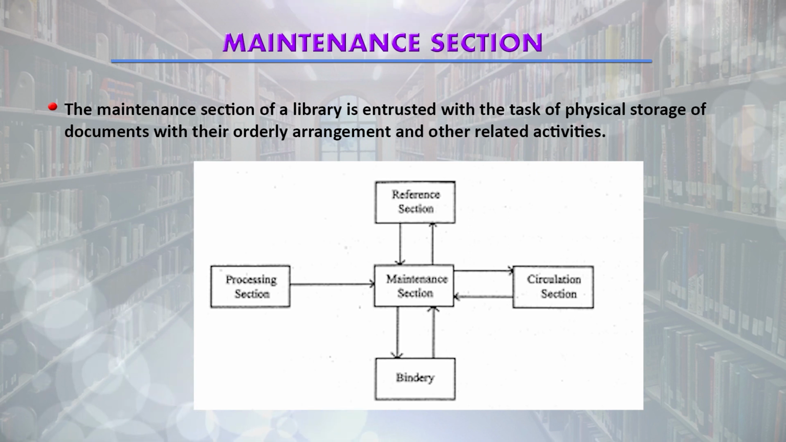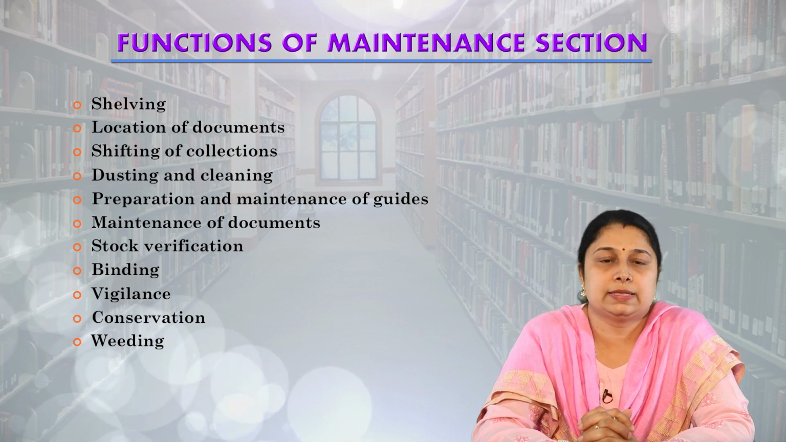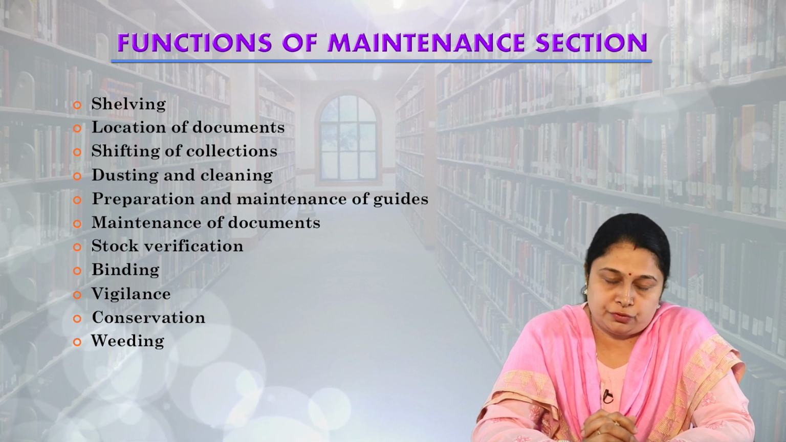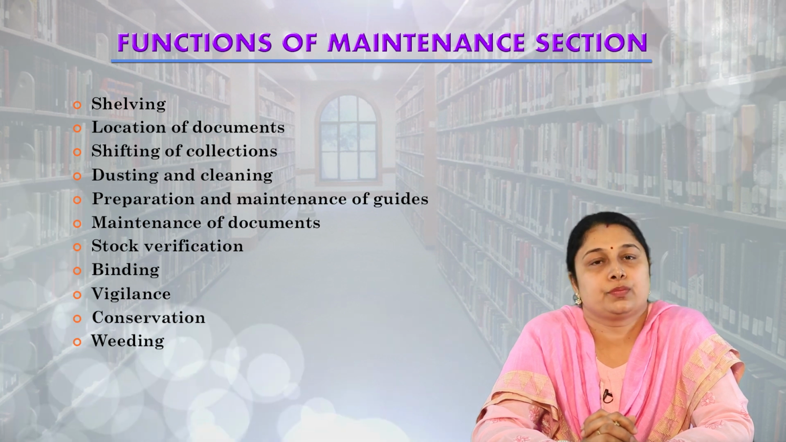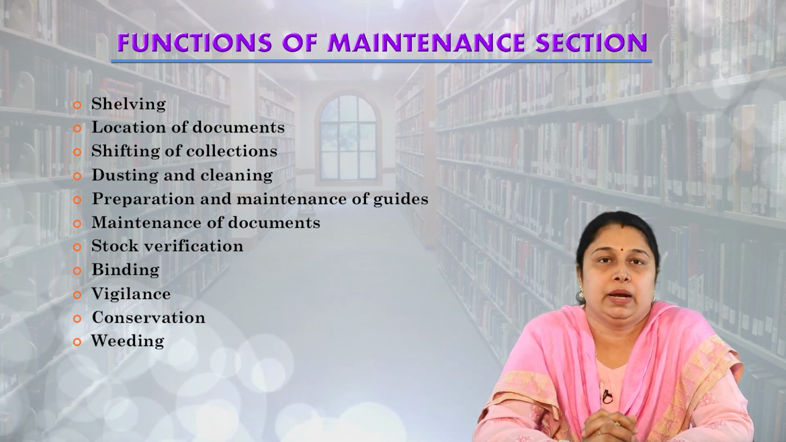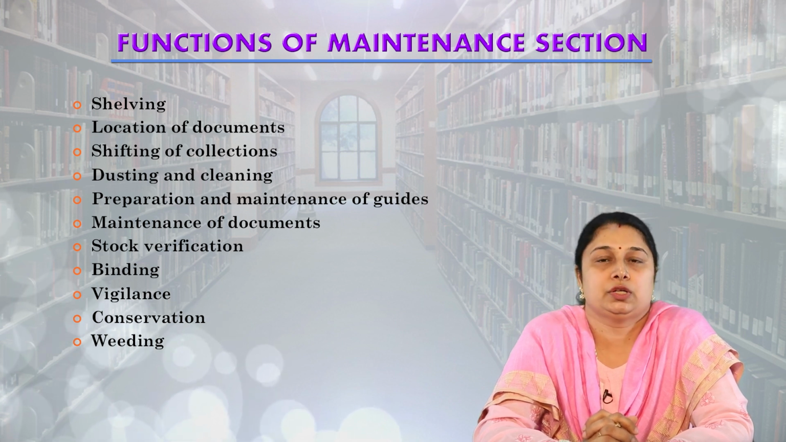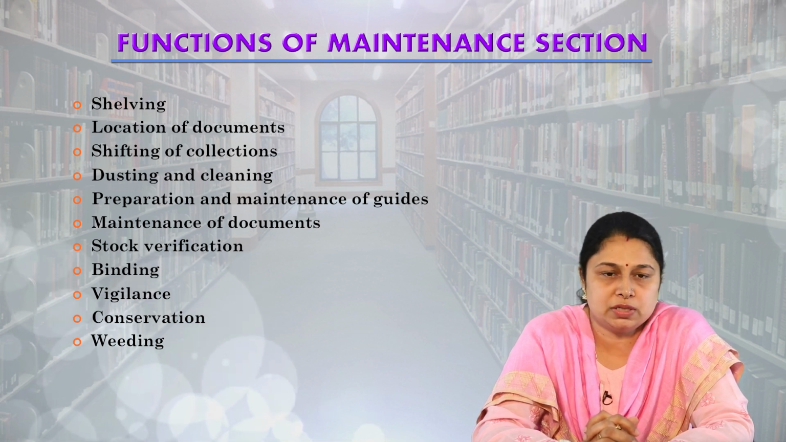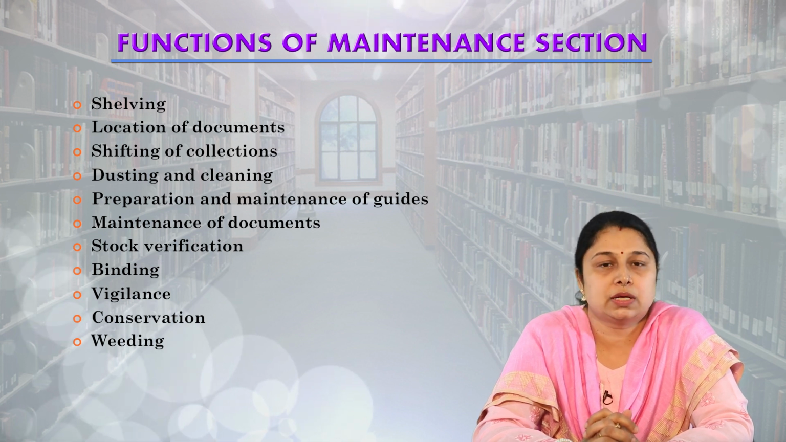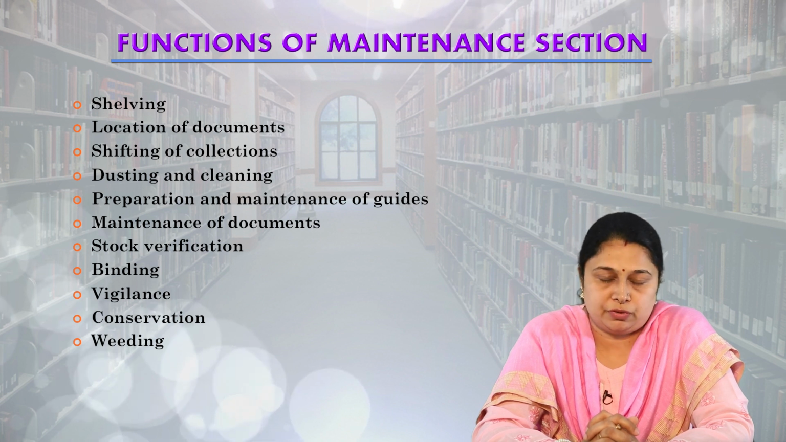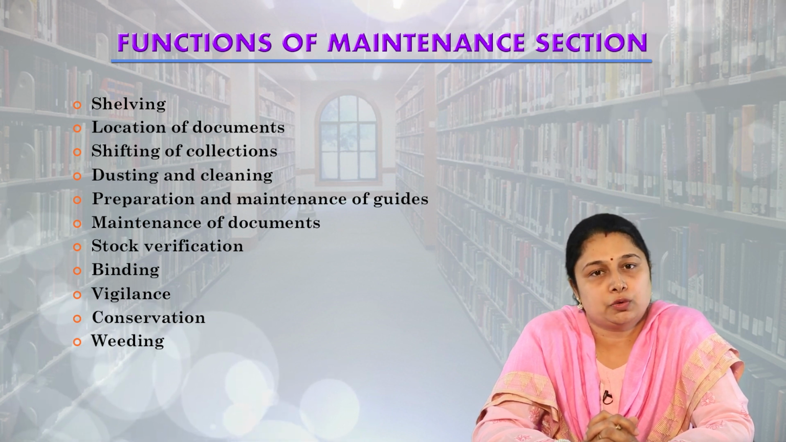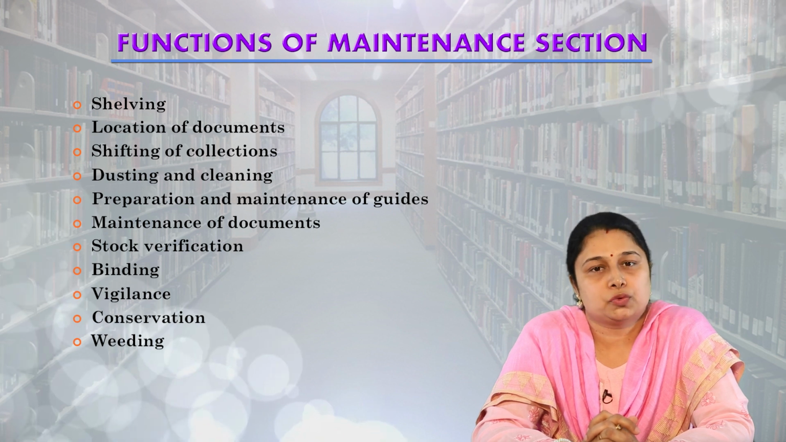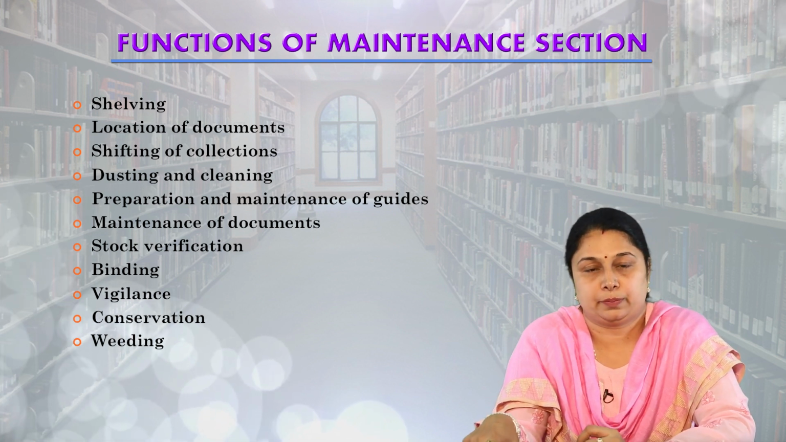These are the functions which a maintenance section generally performs, like shelving, location of documents, shifting of collections, dusting and cleaning, preparation and maintenance of guides, maintenance of documents, stock verification, binding, vigilance. Vigilance means to keep our eye on the users while they are using the library resources in the reading room of the library. Then conservation and preservation of documents, and weeding out of library material. Weeding out means discarding the outdated or unused material from the main collection of the library.